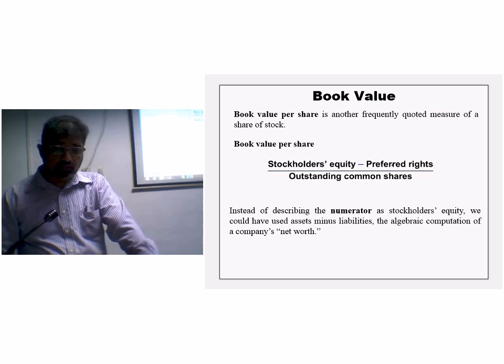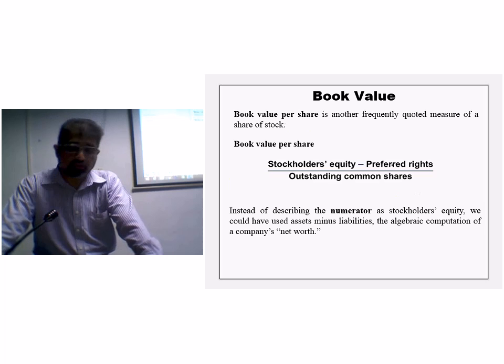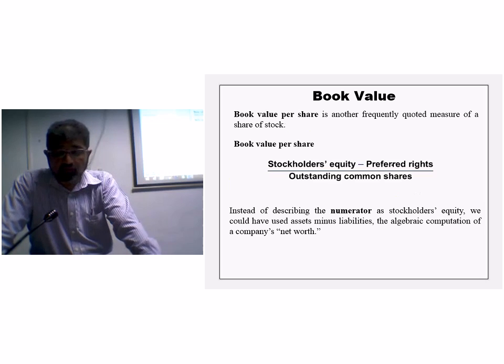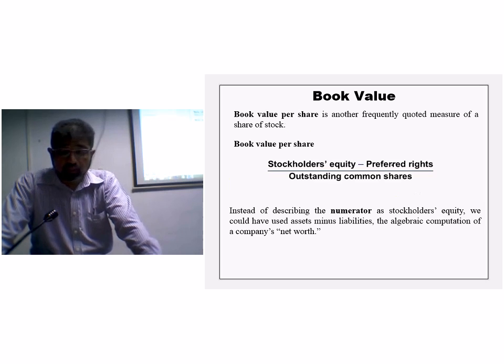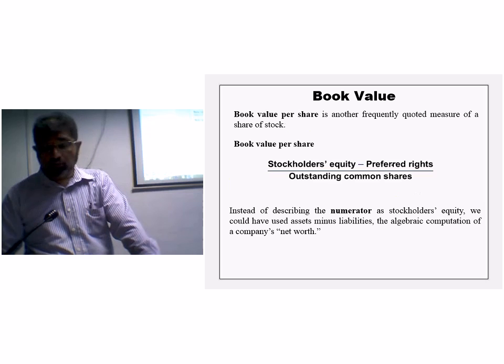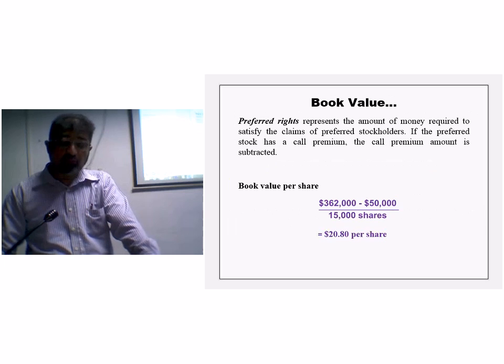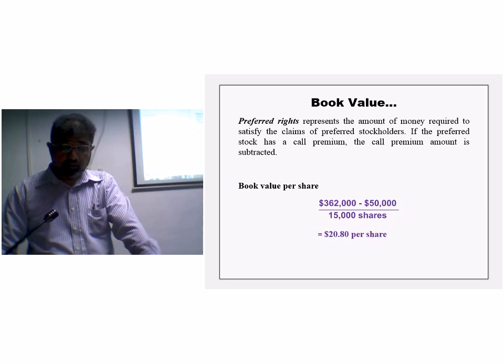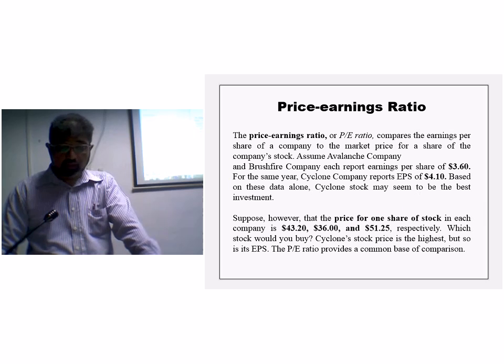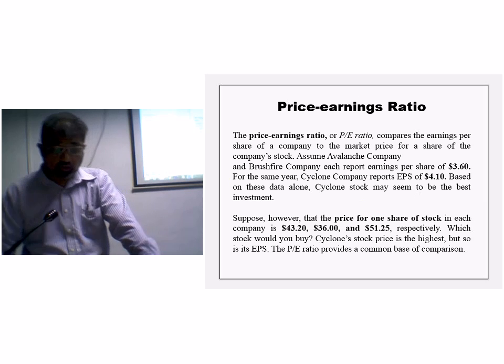Right. Next one is the book value ratio. Shareholders' equity minus preferred rights, you can divide this by the outstanding common shares or the equity shares. This is called book value. This is also important for doing that type of research, right? When you are doing research, sometimes you have to calculate that book value per share. This is the most commonly used, popular ratio.